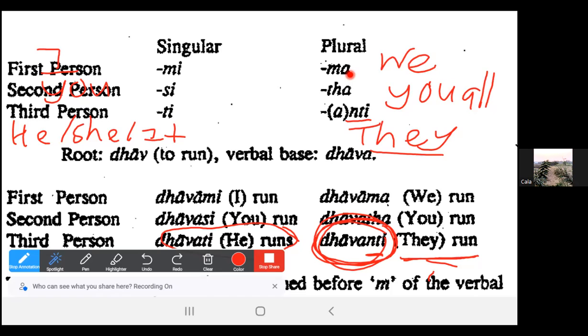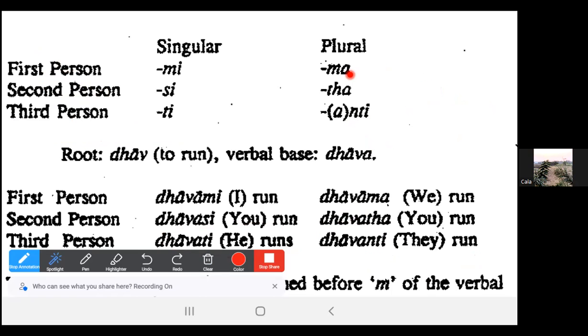Okay. So remember, Pali is always looking at the last one. This means that ti, anti, si, ta, mi, ma will decide whether it's he, she, or you, or we, and I. Okay. So we look at the example again. The third person, dawati. Okay.